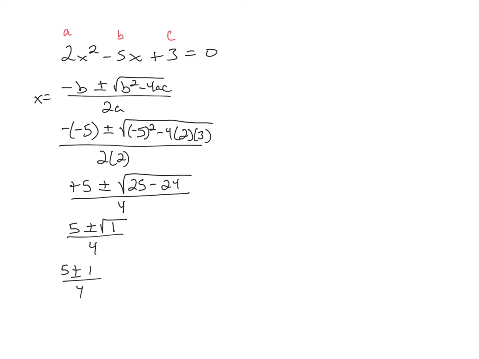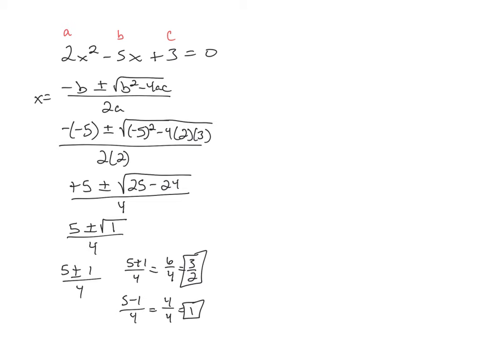So I need to do, like, there's 2 problems here. 5 plus 1 over 4 and 5 minus 1 over 4. So this is 6 over 4, or we would want to reduce that to 3 over 2. 5 minus 1 is 4, divided by 4 is 1.